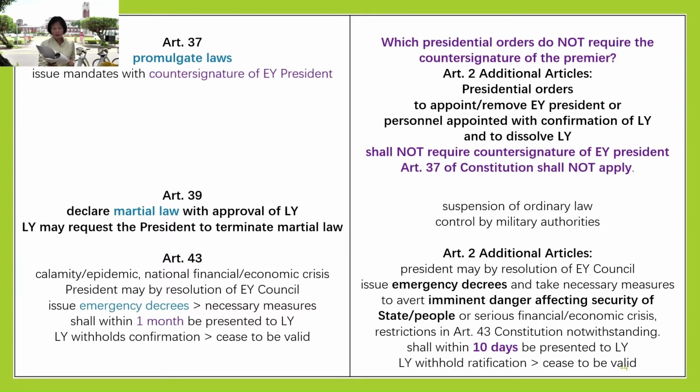But these emergency decrees then have to be presented to the Legislative Yuan, and then the Legislative Yuan can either confirm or not confirm the emergency decrees. So this part shows us that the president here plays an important role also with regard to the promulgation of the laws and some special laws in times of crisis.